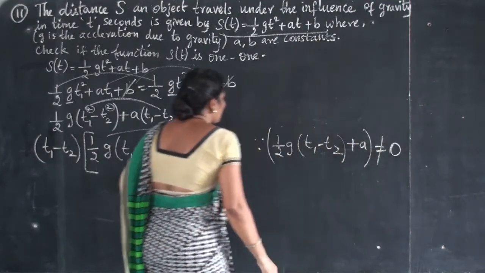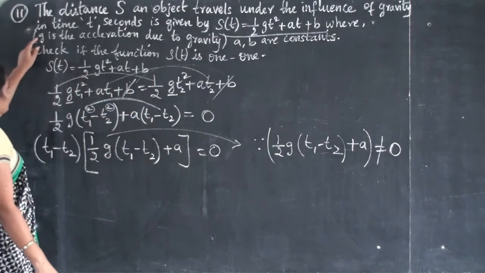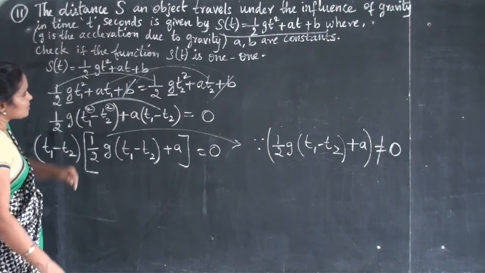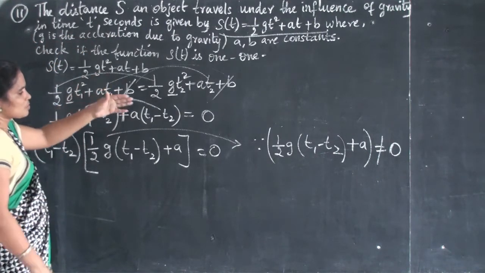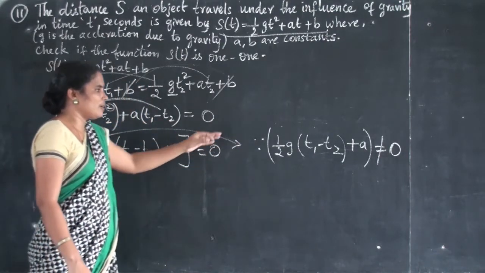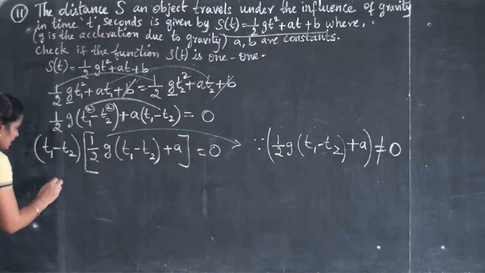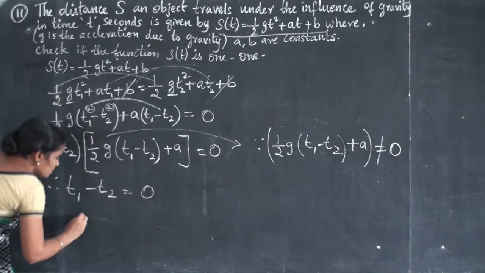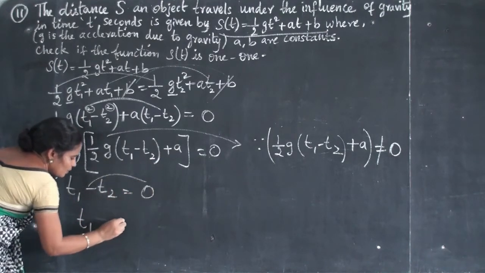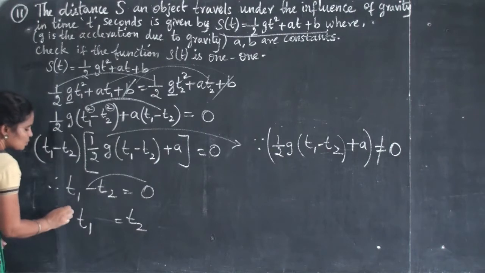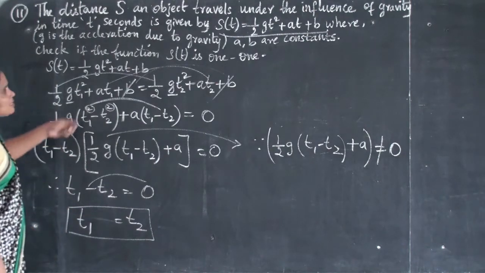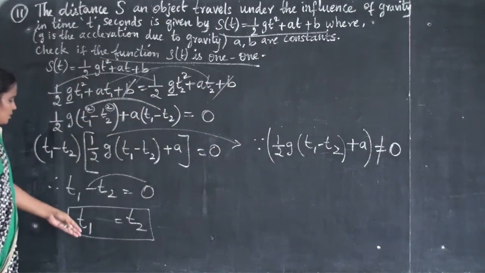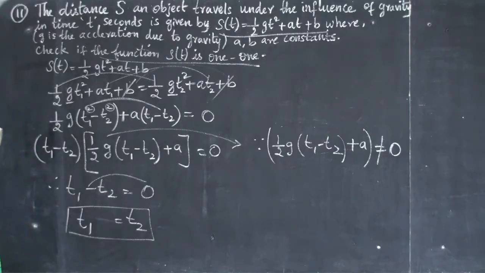That is not equal to 0. It will not be 0. It is given to us as the time in t seconds, and the acceleration due to gravity, and a, b are constants. So it will not be 0. Removing that, taking t1 minus t2 is equal to 0. Now t1 minus t2 is 0, so t1 is equal to t2. Hence the function s of t is a one-to-one function because t1 is equal to t2. Question number 12.